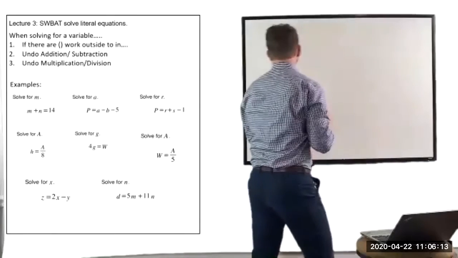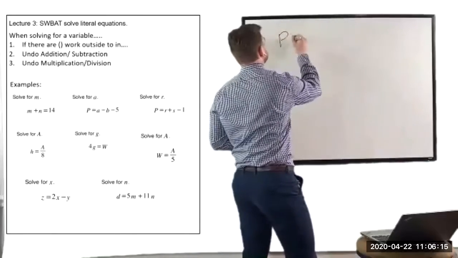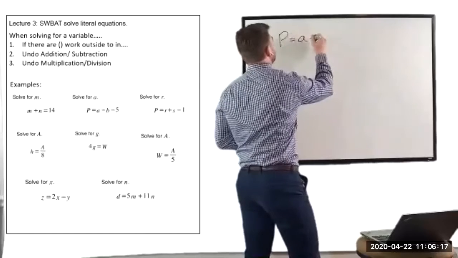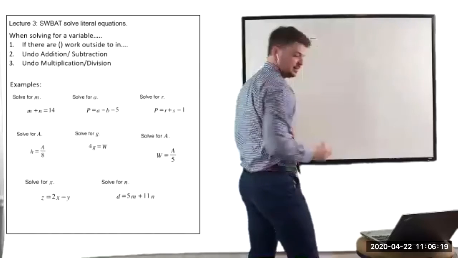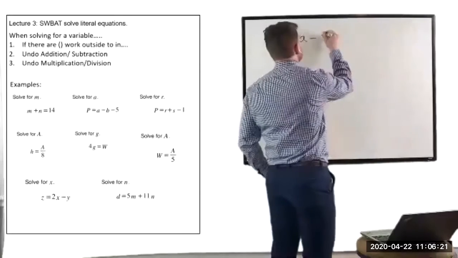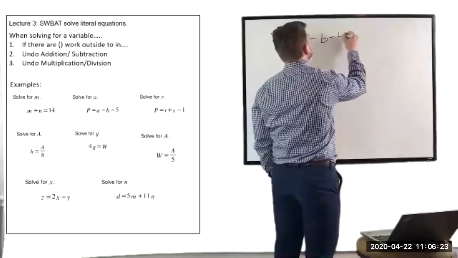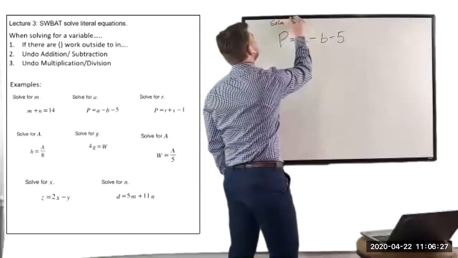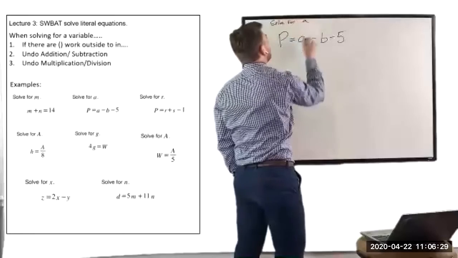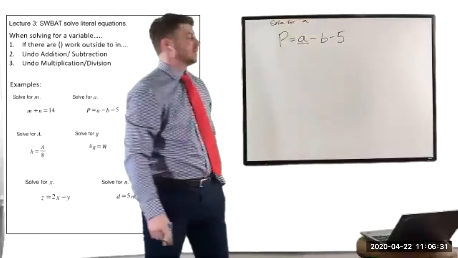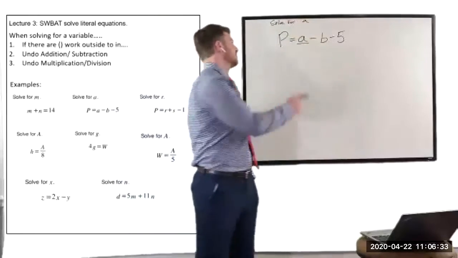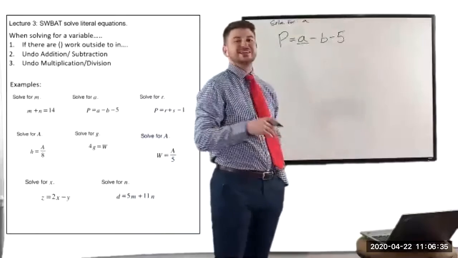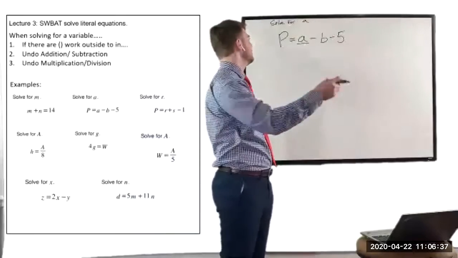Okay, so P equals A minus B minus 5. And it said solve for A. Well, if we're solving for this A, that means that we need to get rid of everything that's being done to this A.